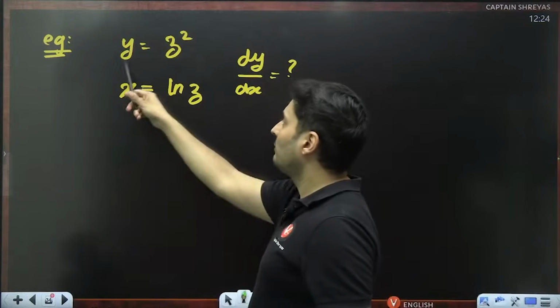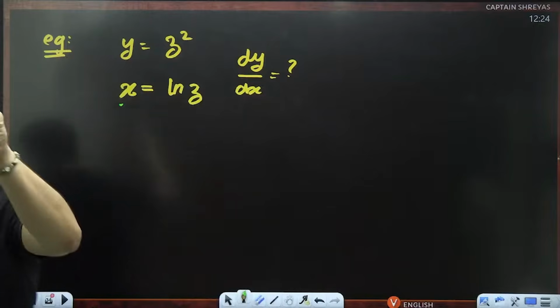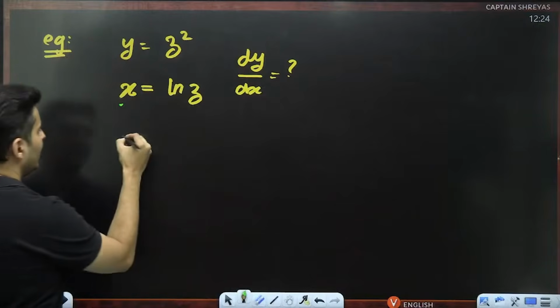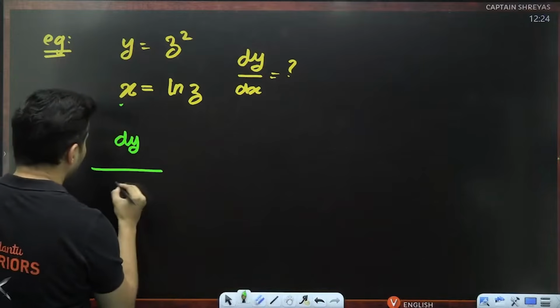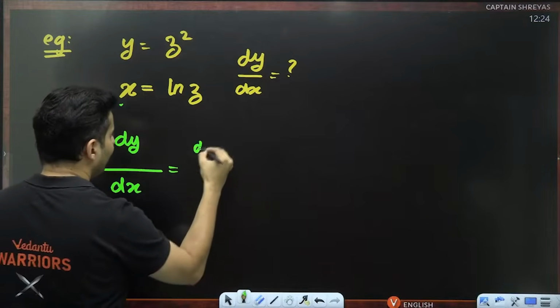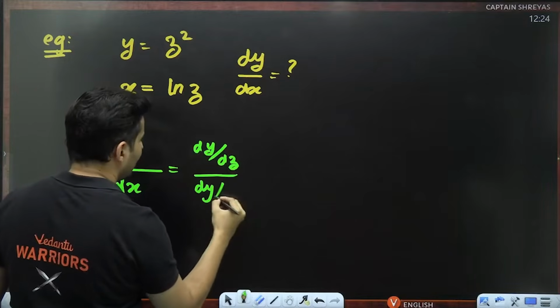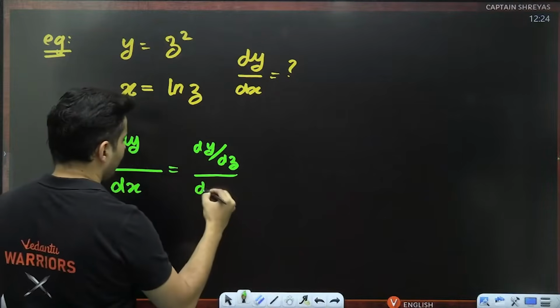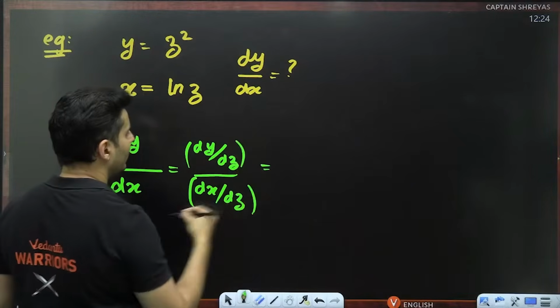dy by dx: y is a function of z, x is a function of z. Think about the chain rule, my dear students. If I want to find dy divided by dx, differentiate y with respect to z and x again with respect to z. Evaluate numerator and denominator separately.